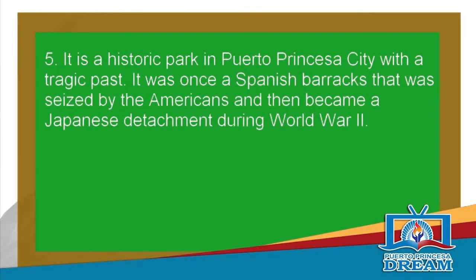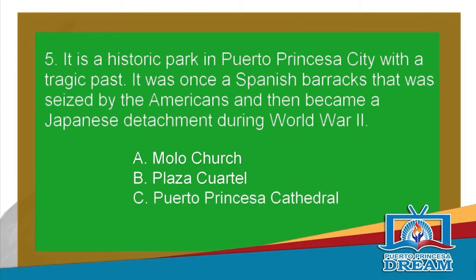Number 5. It is a historic park in Puerto Princesa City with a tragic past. It was once a Spanish barracks that was seized by the Americans and then became a Japanese detachment during World War II. A. Molo Church. B. Plaza Quartel. C. Puerto Princesa Cathedral. And D. The Ruins.